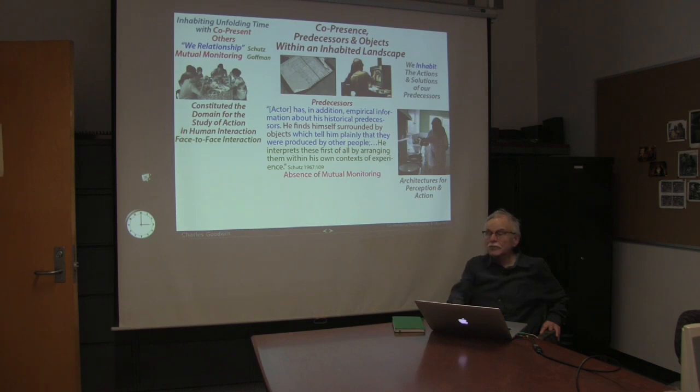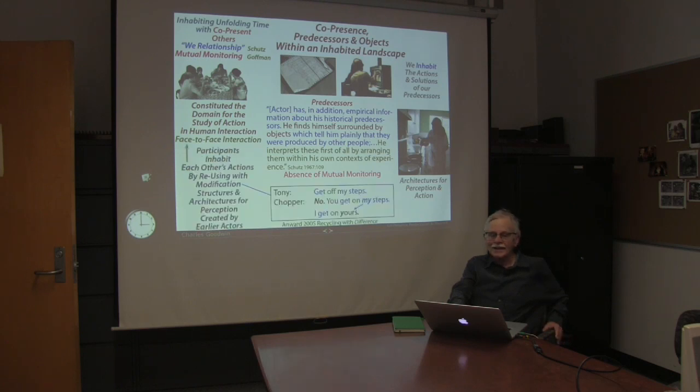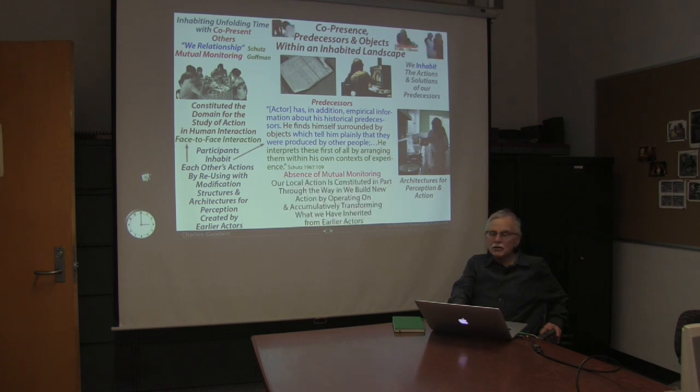However, with predecessors, there's an absence of mutual monitoring. The people who built the frying pan are no longer present. They can't check out what the other people are doing with it. Now, what I tried to argue is that the essence of action in face-to-face is cooperative transformations, that we reuse, with modification, structures and architectures for perception created by earlier actors. And what I want to show you now is that this is true as well for the way we operate on materials left to us by our predecessors. Our local action is constituted in part through the way we build new action by operating on and accumulatively transforming what we've inherited from earlier actors.